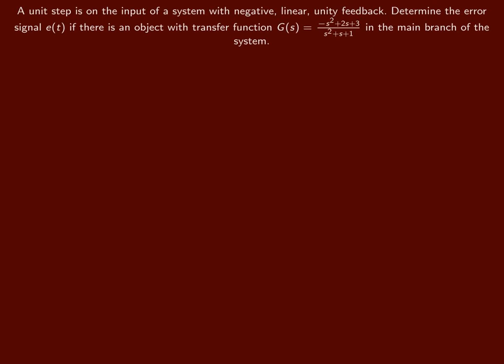A unit step is on the input of a system with negative linear unity feedback. Determine the error signal E(t) if there is an object with transfer function G(s) in the main branch of the system. As usual, I start by deriving the formula for the error.